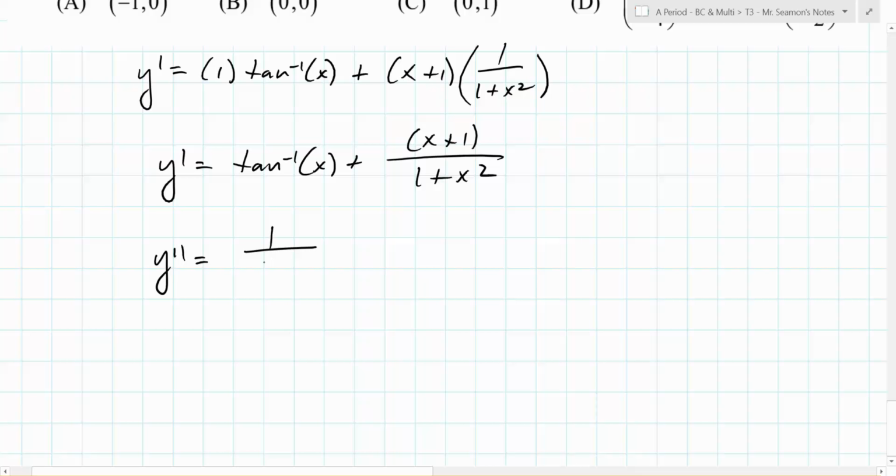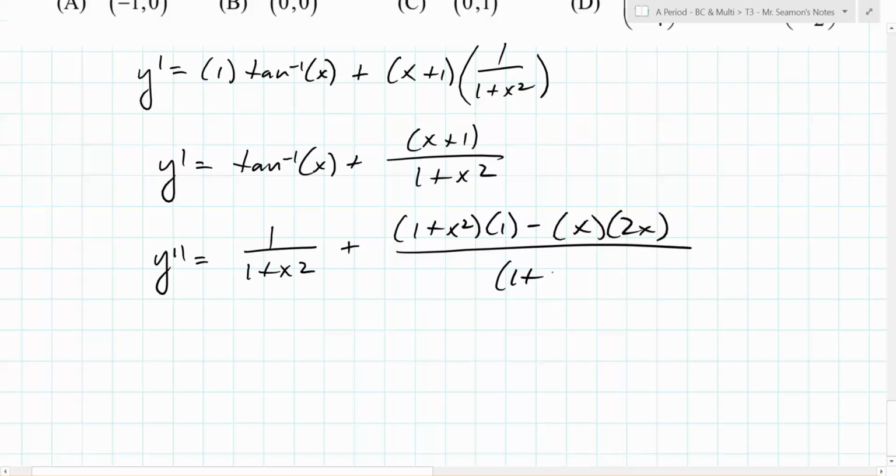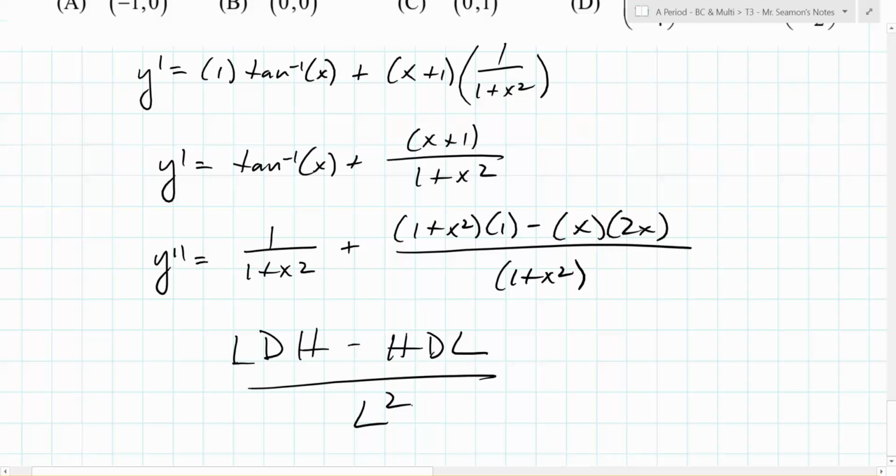1 over what? 1 plus x squared, plus, what do we have to use? Low d high minus high d low, all over what? Low squared. Nice. Low d high minus high d low over low squared. That's low times the derivative of the high, minus high times the derivative of the low, over low squared.